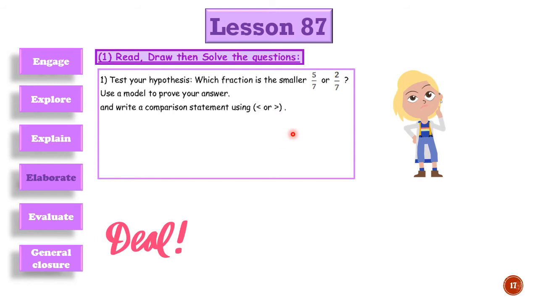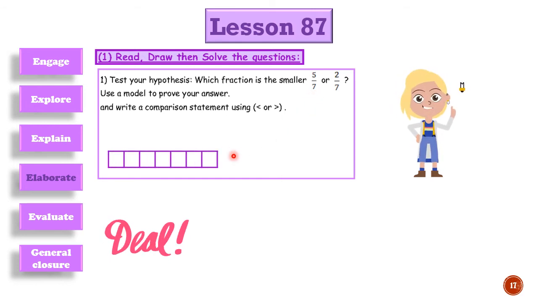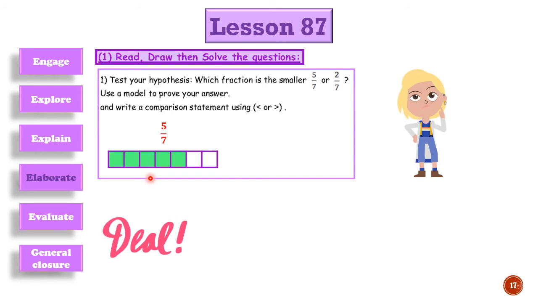Now let's present each fraction, 5/7. Then we will divide a fraction strip into how many parts? Yes, into 7 equal parts like this. And we will shade how many parts? Yes, 5 parts like this. This fraction is called 5/7. Another one, it will be 2/7.